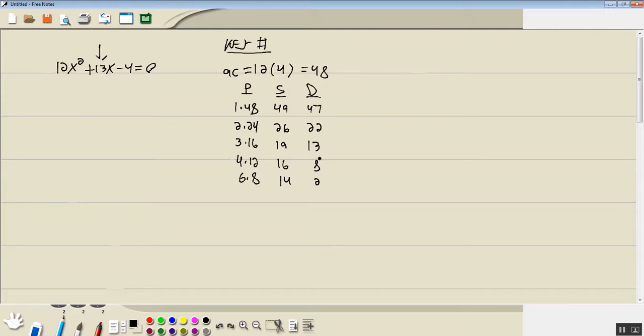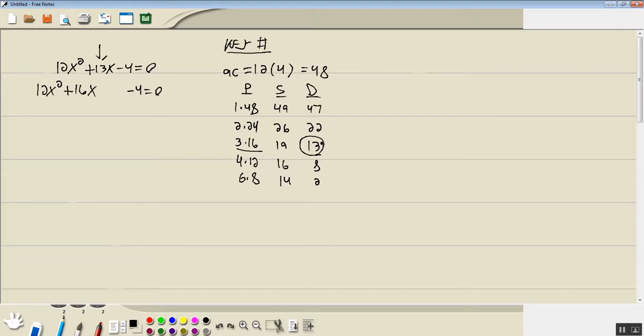The number we're looking for is the number on our middle term, which is 13, which is right here, which means we use 3 and 16. Remember the key number: we're going to rewrite our middle term using those two numbers. The larger number that we're using, which is 16, will always be the same sign as the middle term, which is positive.